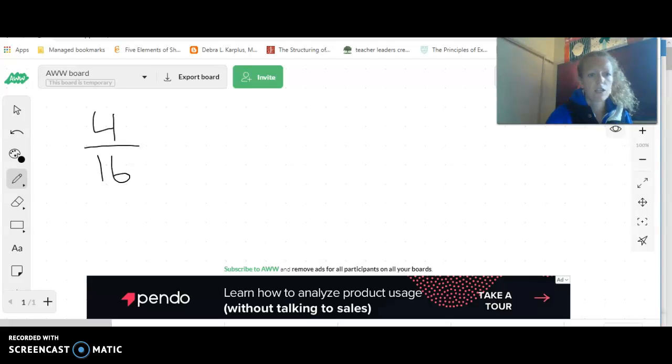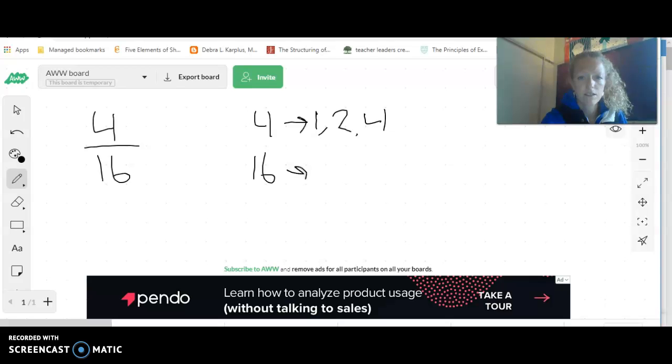4/16. So my first step is to list the factors of 4. I have 4 over here. 1 times 4 is 4. What else? 2 times 2 is 4. And 4 times 1 is 4. Next we have 16. 1 times 16 is 16. I know it's an even number, so it's going to have a 2 somewhere. 2 times 8 is 16. Good.